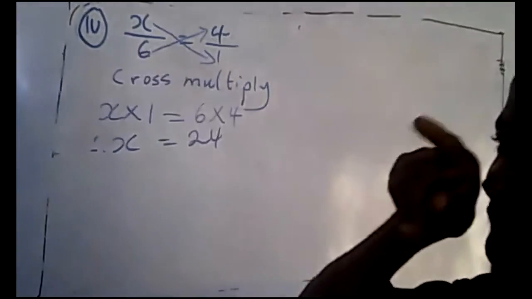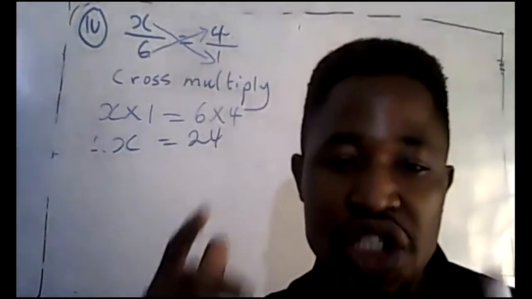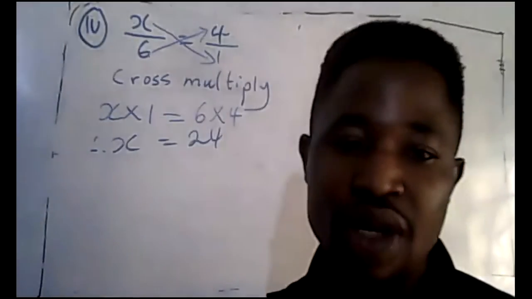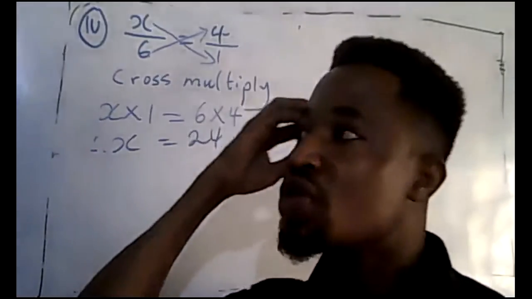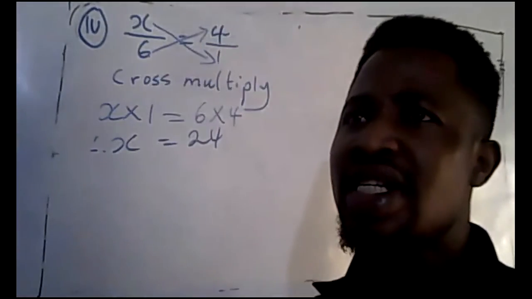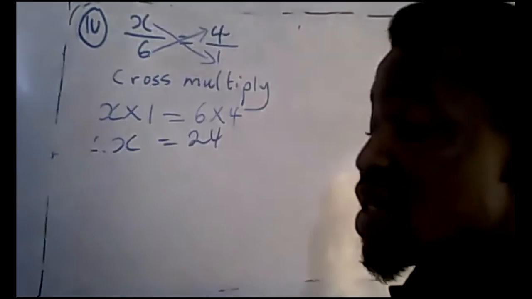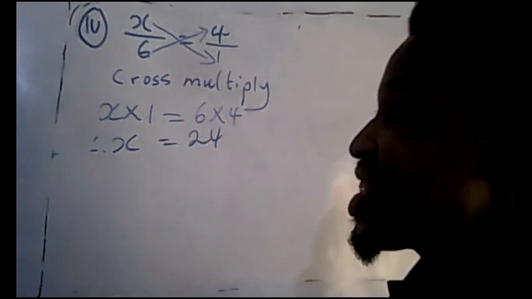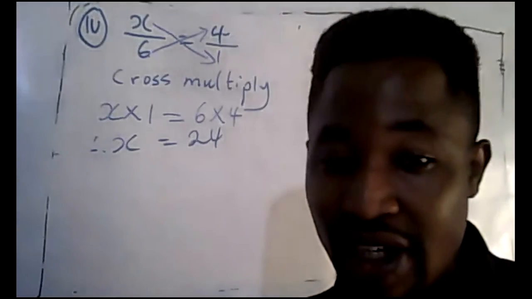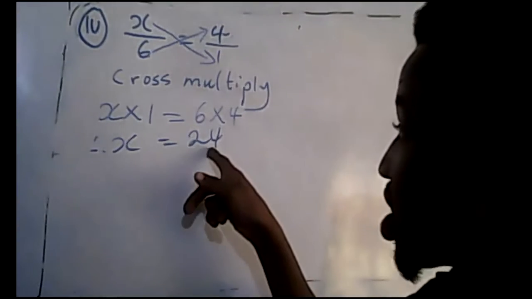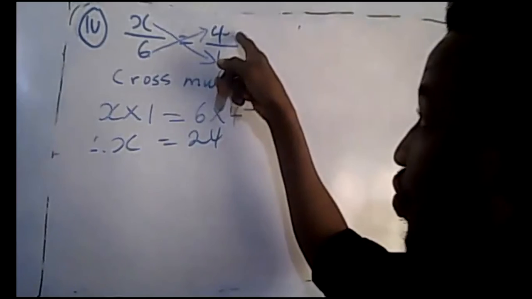What that means is, what will I divide 6 with that will give me 4? Just simply do the 6 multiplication table. 6 times 1, 6. 6 times 2, 12. 6 times 3, 18. 6 times 4, 24. That's why you have 4 here.